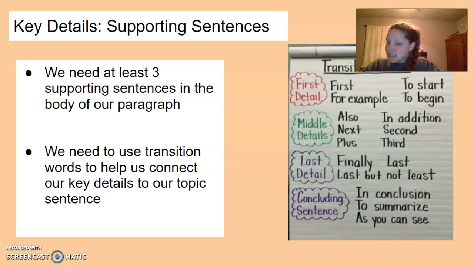And then our last detail, our third supporting sentence, we can use transition words like finally, last but not least. And then for concluding sentences, these are some transition words that you can use in your concluding sentence. In conclusion, to summarize, as you can see. But we're going to focus on the transition words we use when we write our supporting sentences or our juicy details.